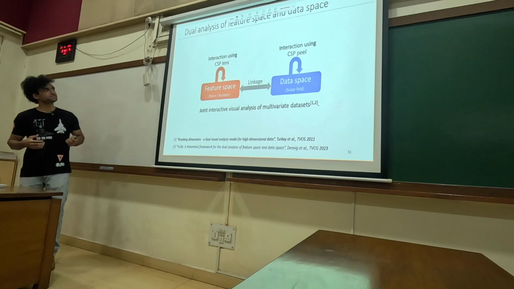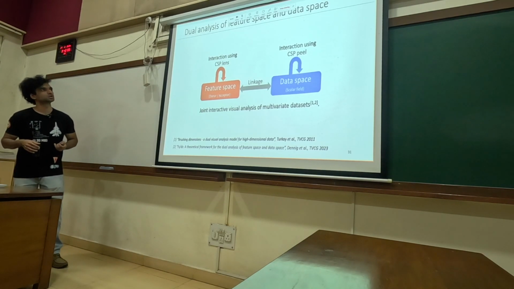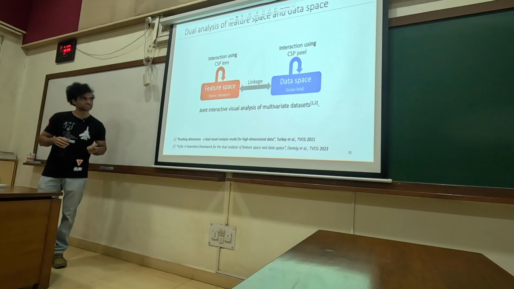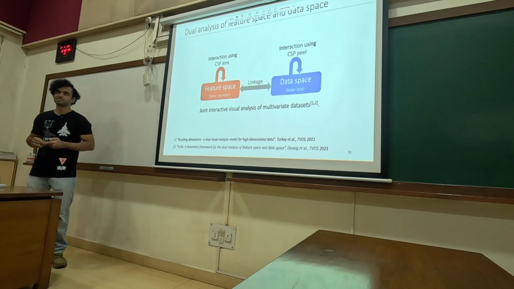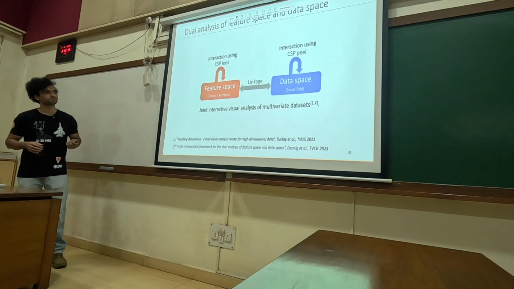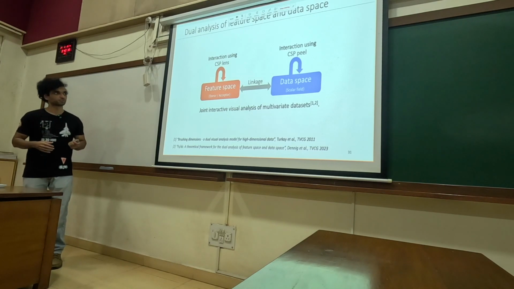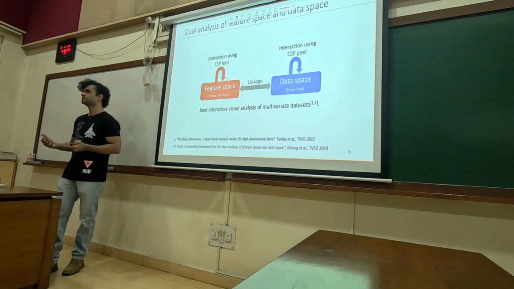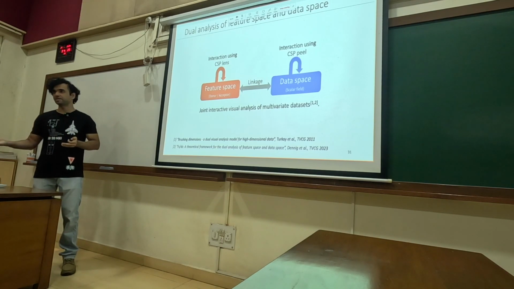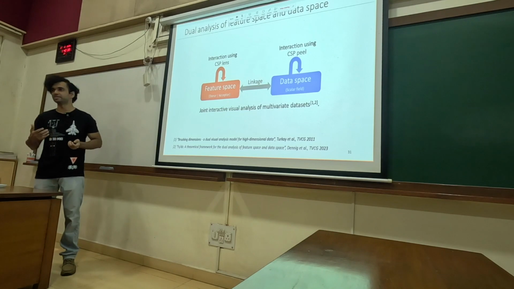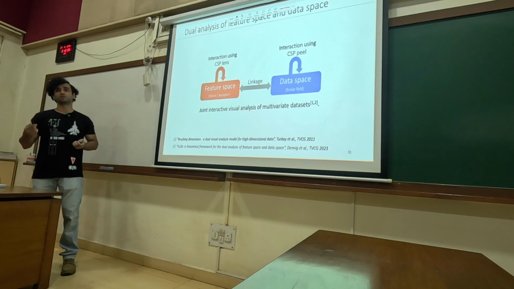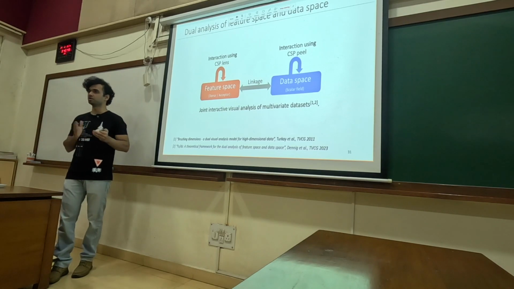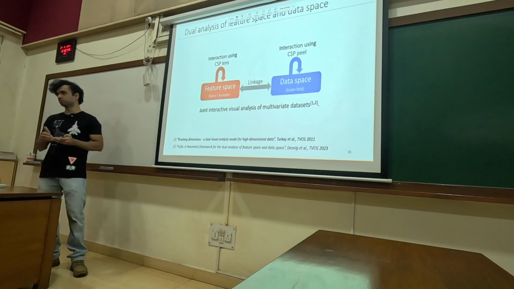Now, these two lenses and most of the multivariate analysis work fall into a framework called dual analysis of feature space and data space. I will just take a few minutes to explain this framework. In all multivariate analysis tasks, we have certain features that define the feature space, and we have the data samples that define the data space. By visualizing our data inside the feature space, we can identify interesting patterns the data is following, and we can identify the outliers. By identifying them, we can either retain or discard some of the data samples. Then we can compute statistical measures such as mean and variance on the remaining data samples across different features. We can identify the features that are able to retain the original behavior of the data, and the features which are not able to retain it, we can discard.